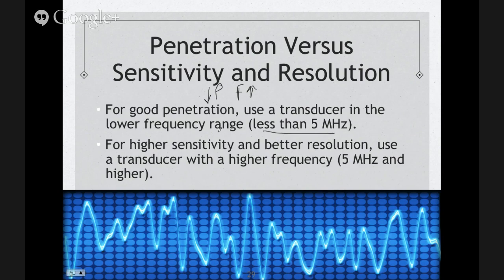For higher sensitivity and better resolution, use a transducer with a higher frequency. But then again, if we use a higher frequency, my penetration is going to be low, but we have higher sensitivity and resolution.